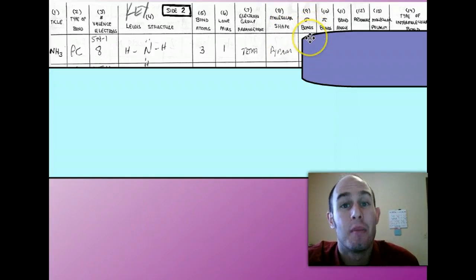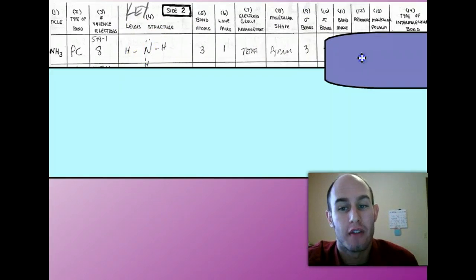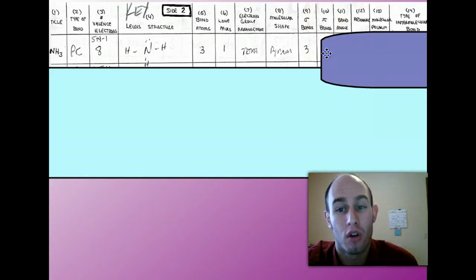Sigma bonds. How many sigma bonds are in my main shape? Well, remember, sigma bonds are single bonds. 1, 2, 3 single bonds, so I'm going to have 3. How many pi bonds exist? 0. Pi bonds are going to be a double bond or a triple bond. So that's going to be 0.